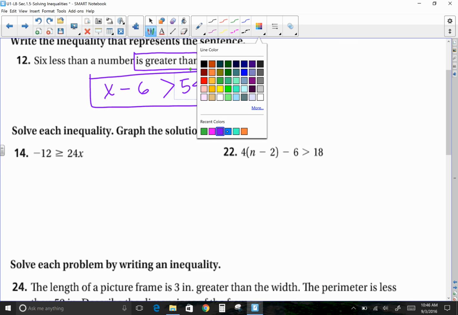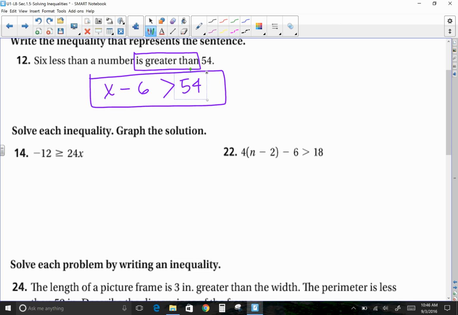Next, we have solve each inequality, graph the solution. Okay, so to solve something means that we're trying to get that variable all by itself. So I'm going to get rid of the 24 by dividing. Now, I'm dividing. The number that I'm dividing by is a positive number, not a negative number, so I do not need to flip it. And so it stays the same. Negative 12 over 24 is negative 1/2, and then I have x.